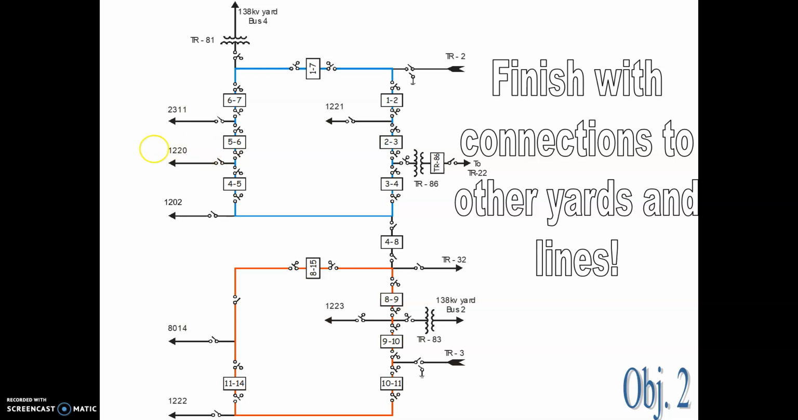The line nomenclature also has some funny features to it. For example, if we take line 1221, the first two numbers stand for the generation station. Since Dresden Station is station 12, line 1221 originates at Dresden Station. Line 21 represents the station that it's going to. If you look at line 2311, for example, that comes from station 23, which was Collins Station, and is tied back into us.